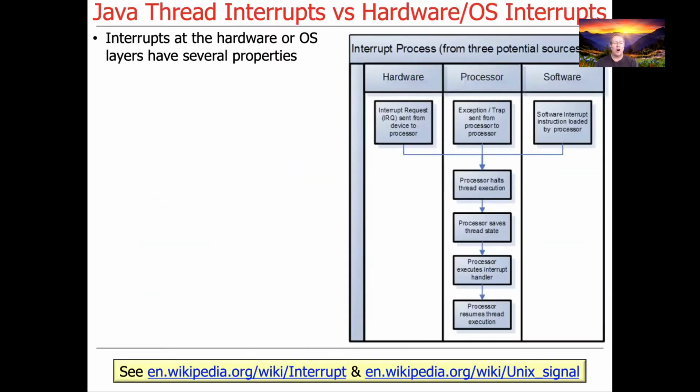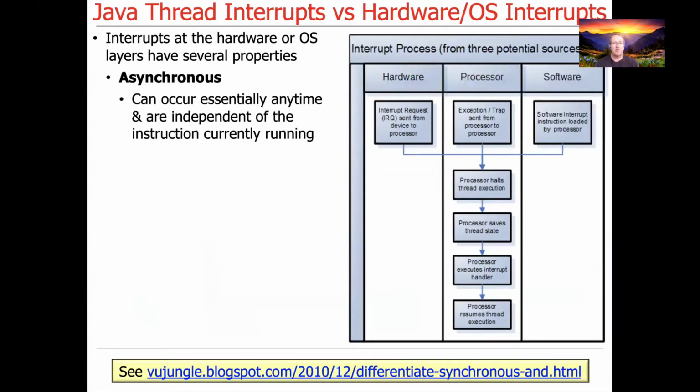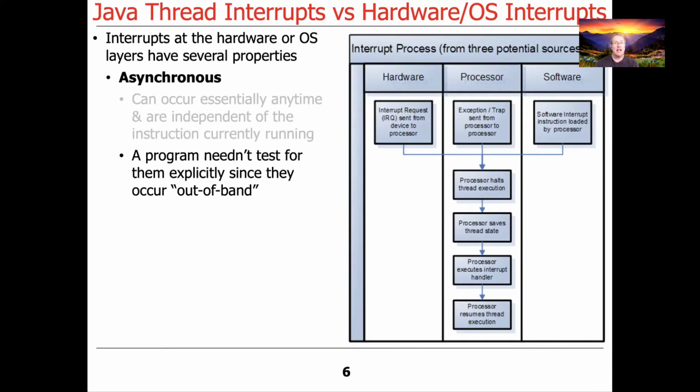Interrupts that occur at the hardware or operating system layers typically have several key properties. First and foremost, they're almost always asynchronous, which means they can occur essentially anytime and are independent of the current instruction and its execution context. So if an instruction is running and an interrupt occurs at the hardware or OS level, typically that will interrupt the running instruction, and an interrupt handler will be called to handle that exception somehow. Something else to note is that programs typically don't need to test for these interrupts explicitly, since they occur out of band, and we'll see what it means to be out of band in a moment.